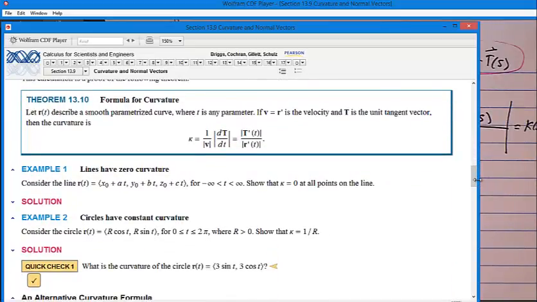Example 1. Lines have 0 curvature. Oh, I like that, right? I don't want a line to have curvature. Circles have constant curvature. That's nice also. As a matter of fact, what is the curvature of a circle of radius r? Well, they show here that it's going to be 1 over r. So k is the reciprocal of the radius.